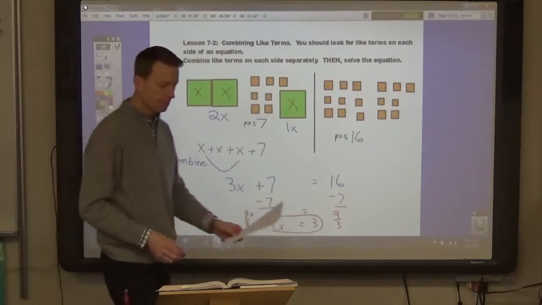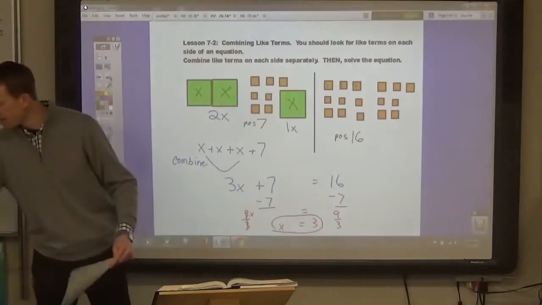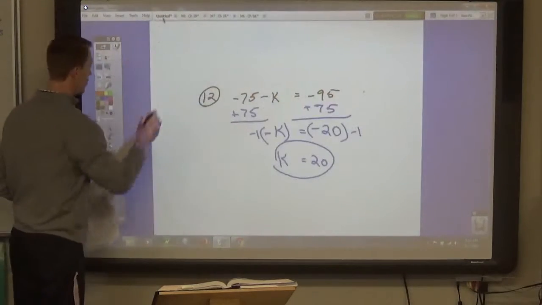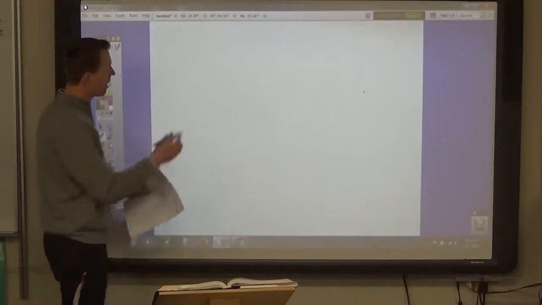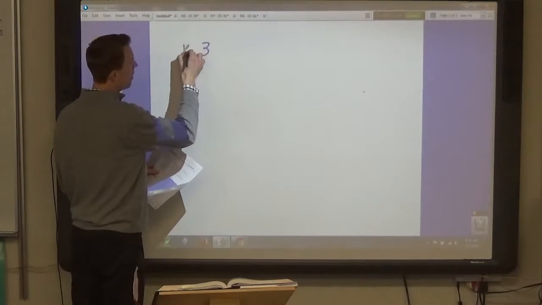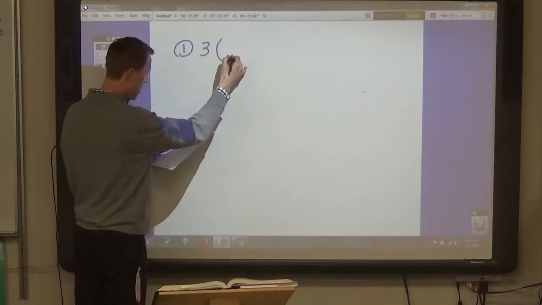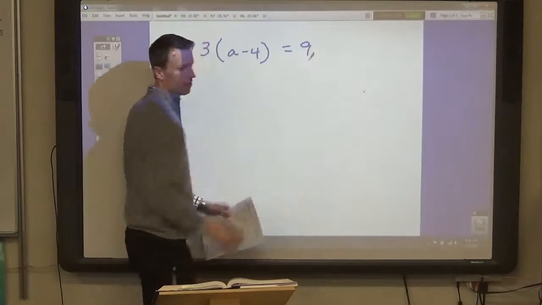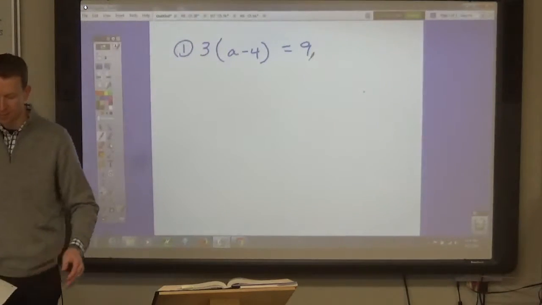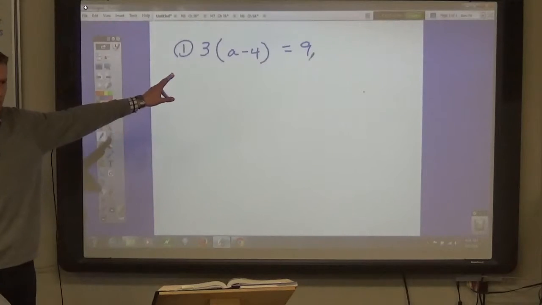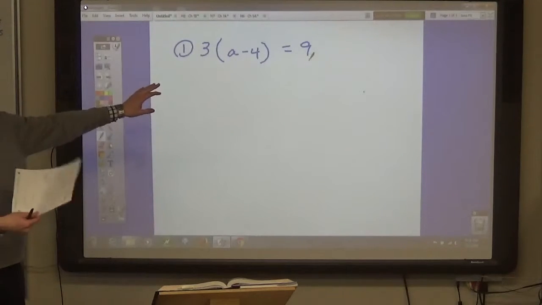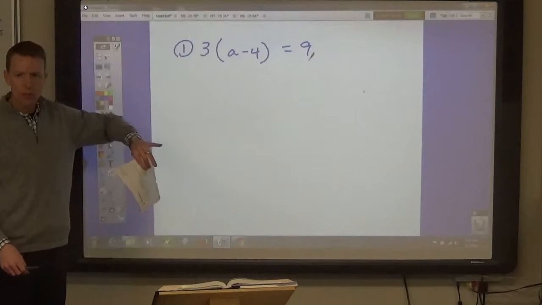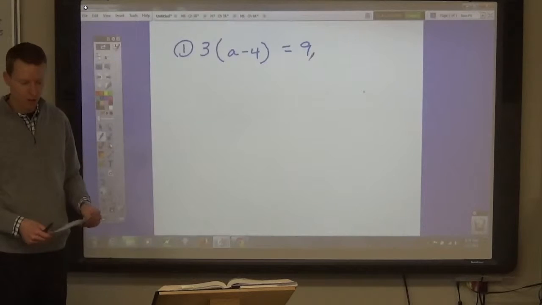In the first question, it has a number outside of parentheses. So in this one, and we did one like this today, number 1, 3 times a minus 4 equals 9. Okay, listen. I'm going to come back to the notes and let you copy those, but I want to show you this and let those of you that are ready get started on this, okay? So, what do we do with the 3? What do we need to do with the 3?